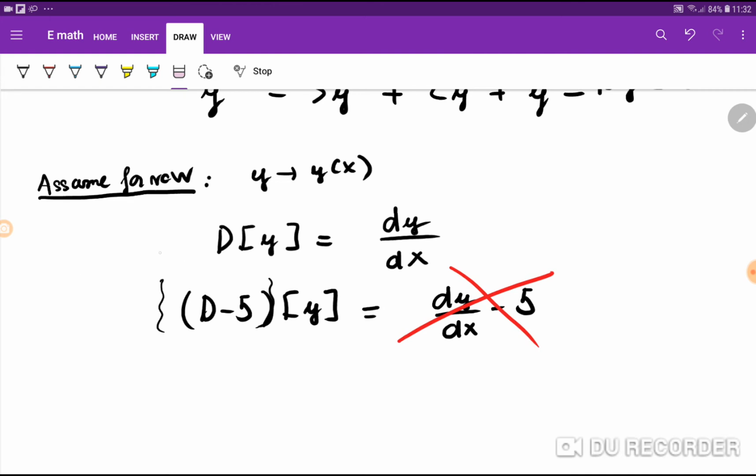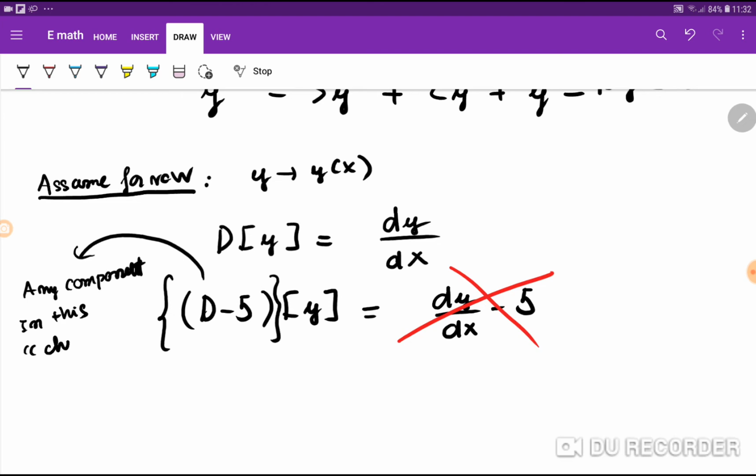Okay, let me write it in a very interesting way. I would write it like this, and no, not any component in this chunk will always have something to do with y.